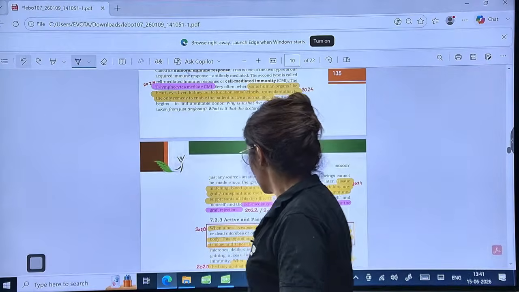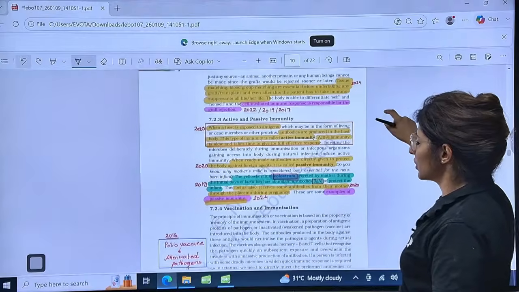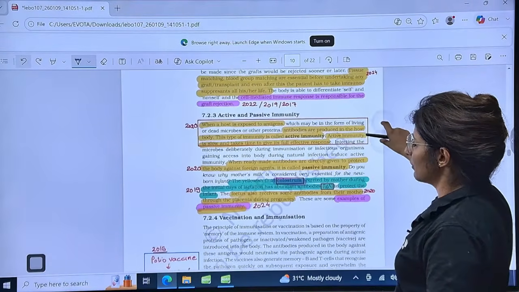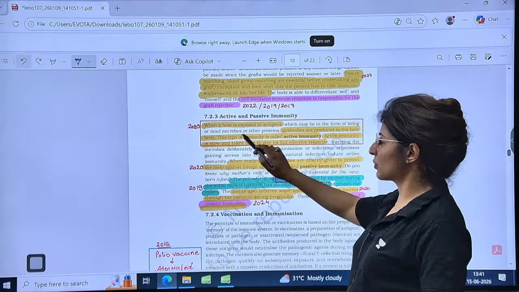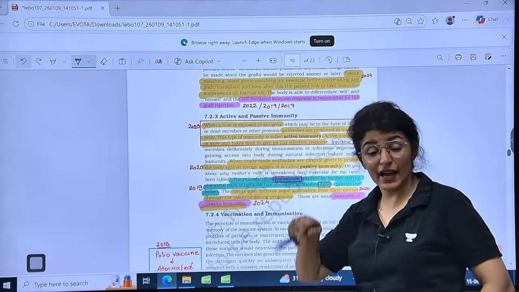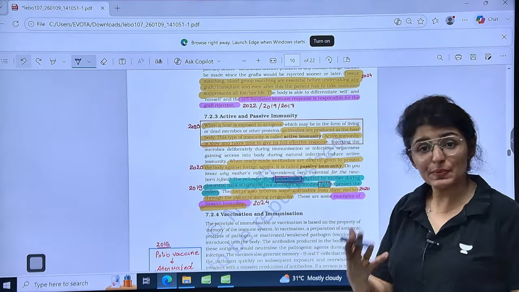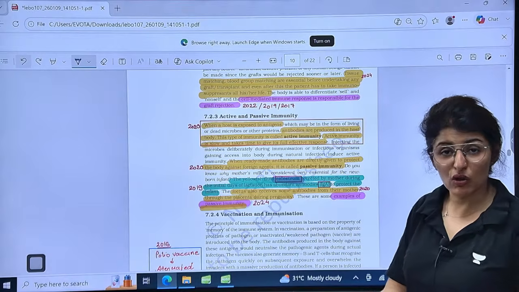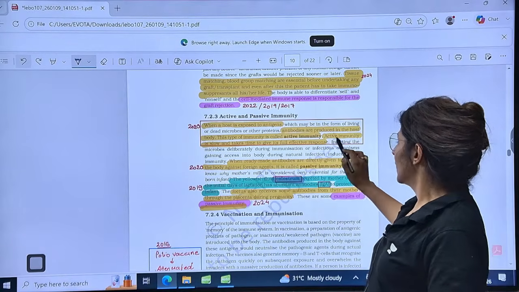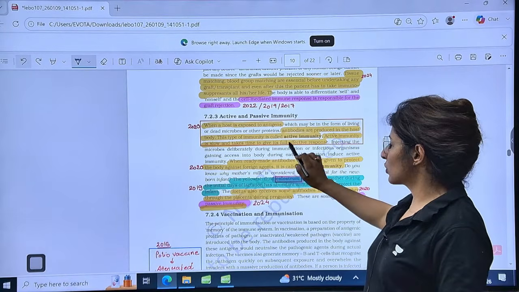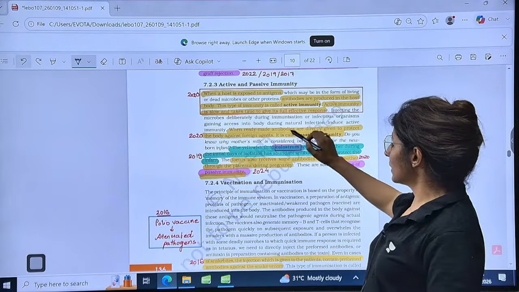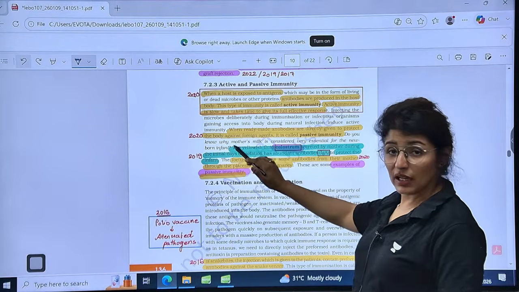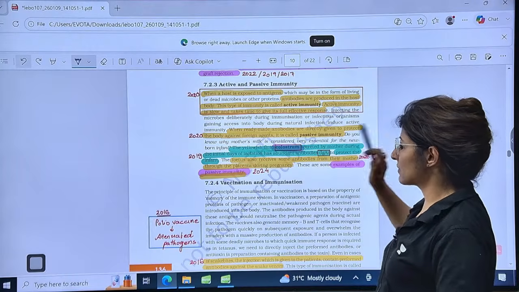All right. Now, moving on to active and passive immunity. See, when a host is exposed to antigens, antibodies are produced in the body. This type of immunity is called active immunity. When the body is able to produce antibodies on its own, that is active. Active immunity is slow and takes time to give its full effective response. Now, when ready-made antibodies are directly given against the foreign antigen, it is called passive immunity.